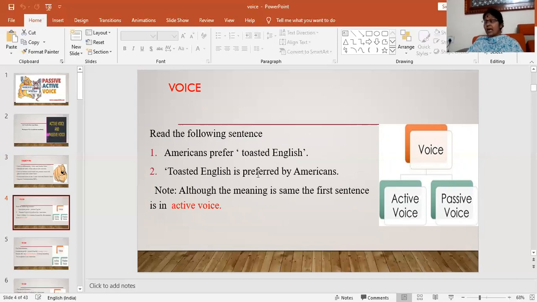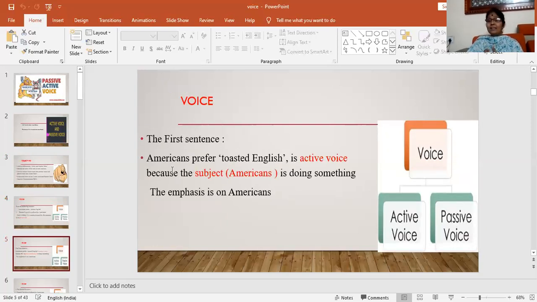Both the sentences are giving the same meaning, but the first sentence, Americans prefer toasted English, is in active voice, whereas toasted English is preferred by Americans is in passive voice, right? Now you might ask me, how can I tell that the first sentence is in active voice and the second sentence is in passive voice? Now let us again read the first sentence, right? Americans prefer toasted English.